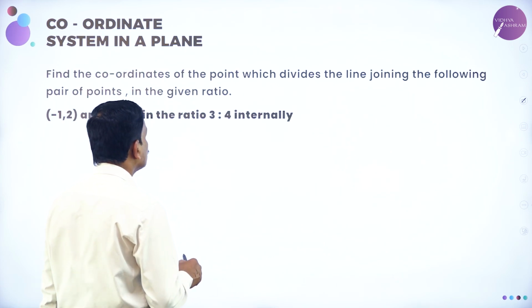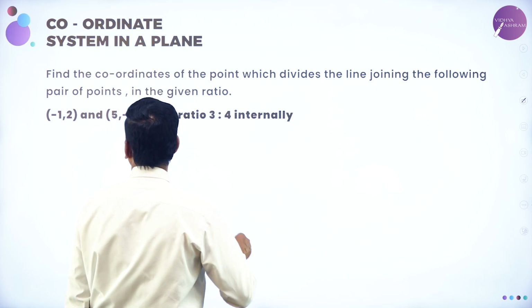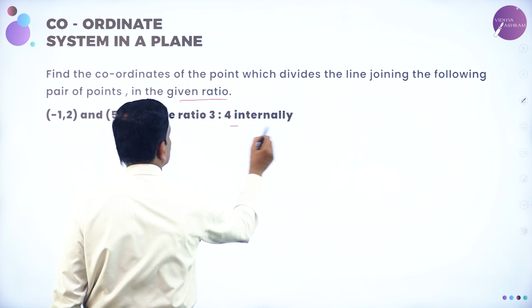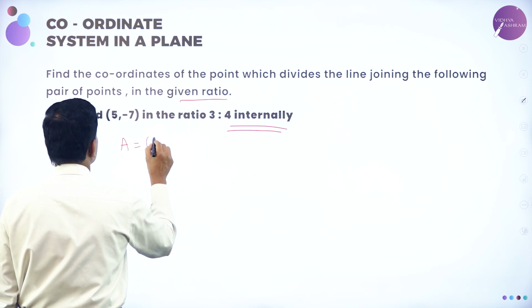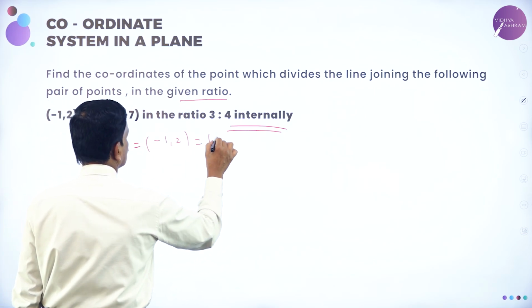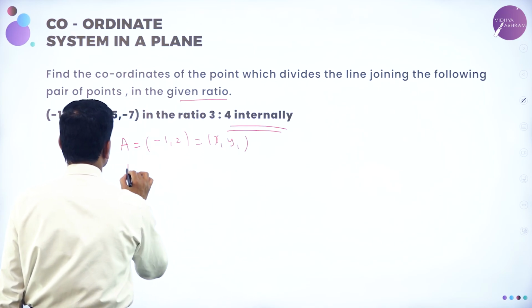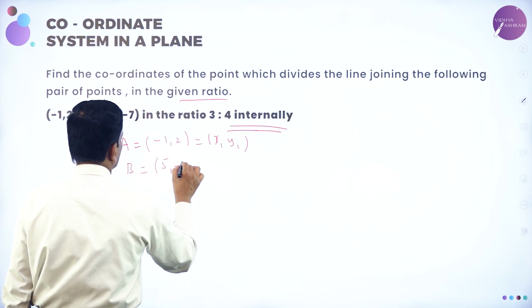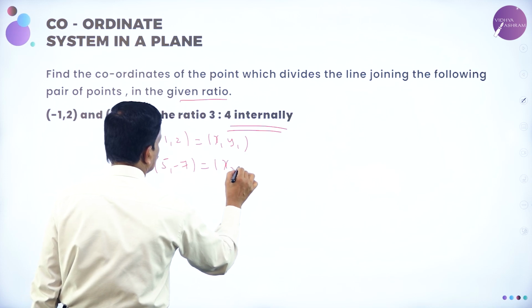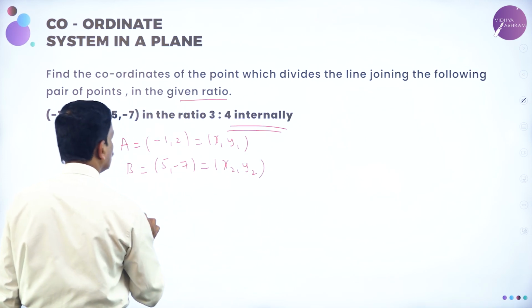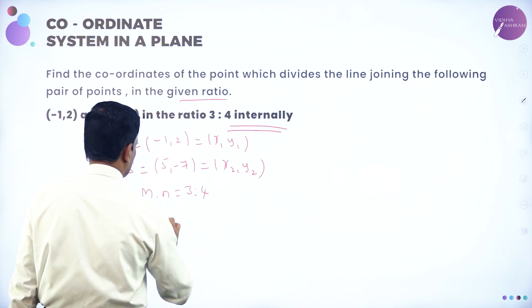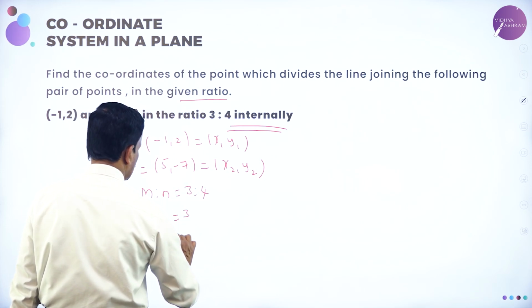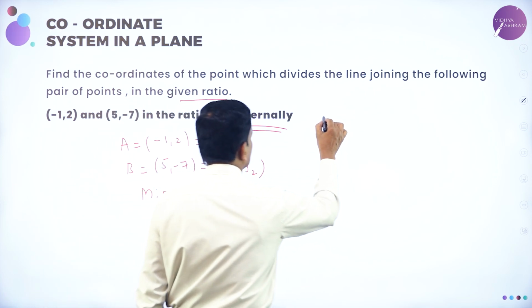Find the coordinates of the point which divides a line joining the following points in the given ratio internally. Same type of problem. So, what is given here? A is equal to (minus 1, 2), this is x1, y1, and B is (5, minus 7), this is x2, y2. Now, what is the ratio given? m is to n is equal to 3 is to 4. m is equal to 3, n is equal to 4, since internally it is given.